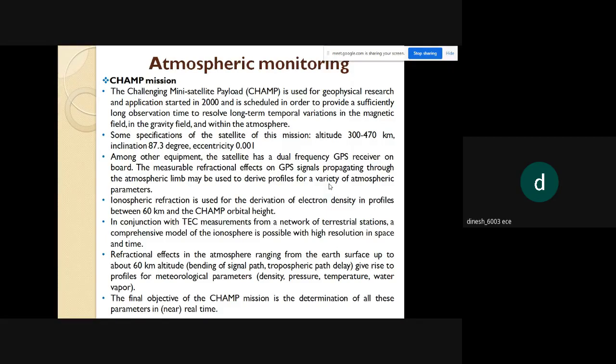So the objective of this CHAMP mission is to determine all these parameters in near real time. With a practical orientation, the recording of all this can be done, such as density, pressure, water vapor, temperature. All these predictions can be done usually by this CHAMP mission for monitoring the atmosphere.